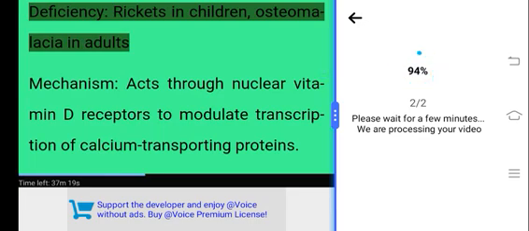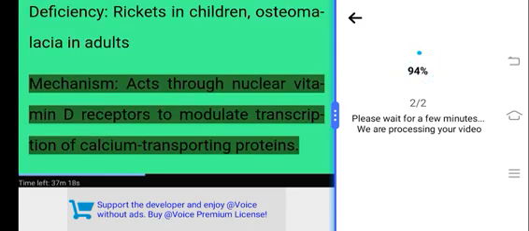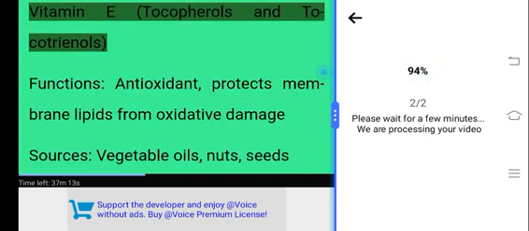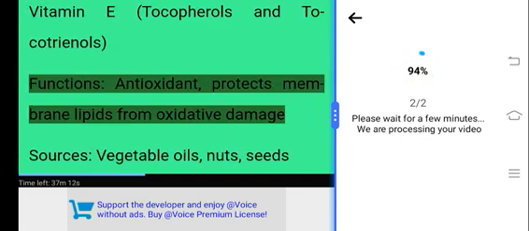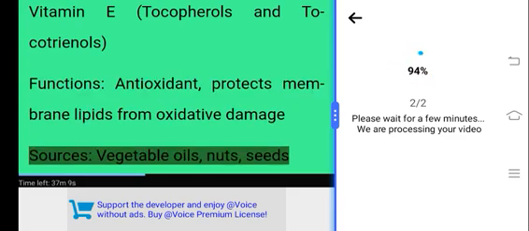Deficiency: rickets in children, osteomalacia in adults. Mechanism: acts through nuclear vitamin D receptors to modulate transcription of calcium-transporting proteins. Vitamin E: tocopherols and tocotrienols. Functions: antioxidant, protects membrane lipids from oxidative damage. Sources: vegetable oils, nuts, seeds.